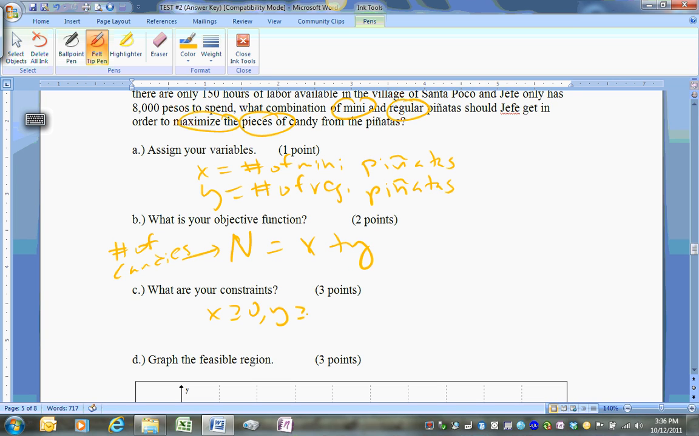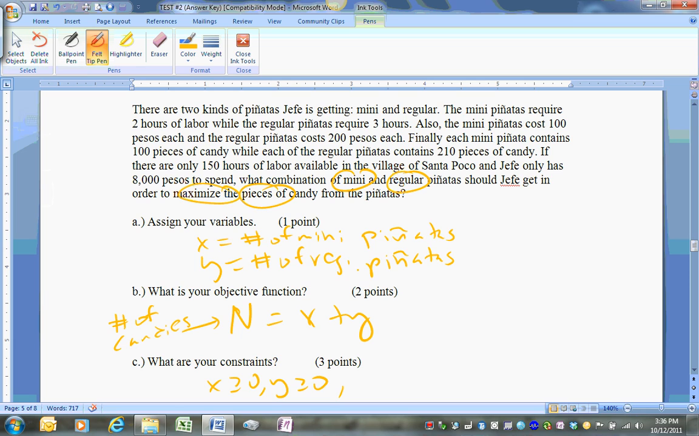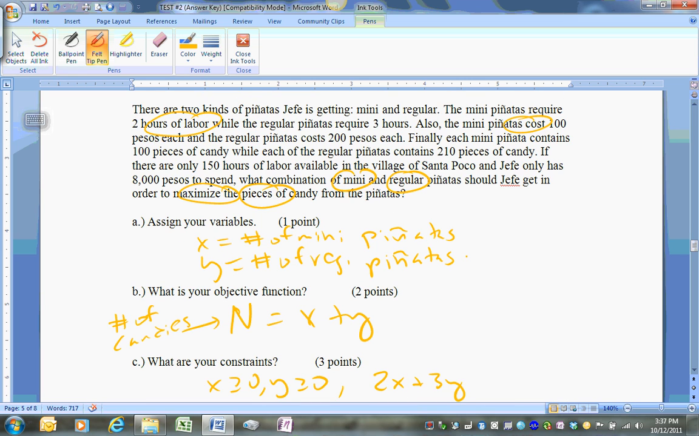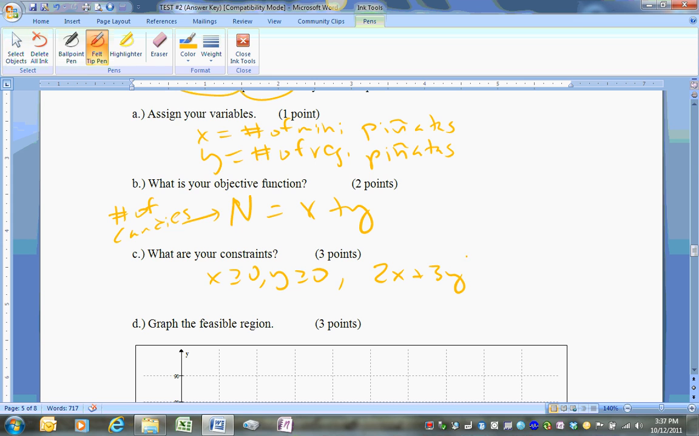Constraints, we've always talked about this. You can't have a negative number of candies, so you've got to have x greater than or equal to 0, y greater than or equal to 0. And what are we limited by? We're limited by hours of labor, and we're limited by costs. If I look at the hours, 2 hours and 3 hours for mini and regular respectively, and we only have a total of 150 hours of labor available.